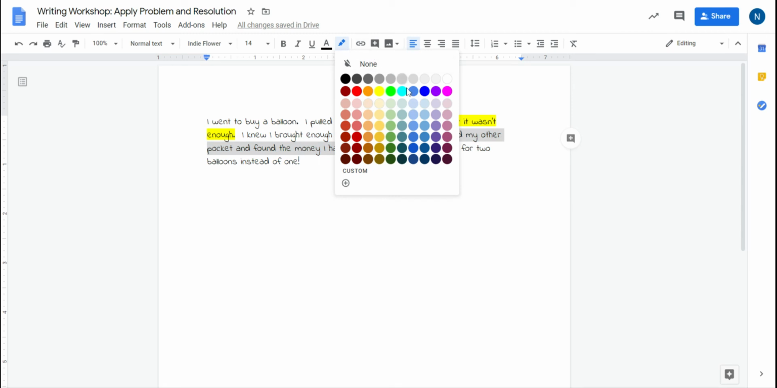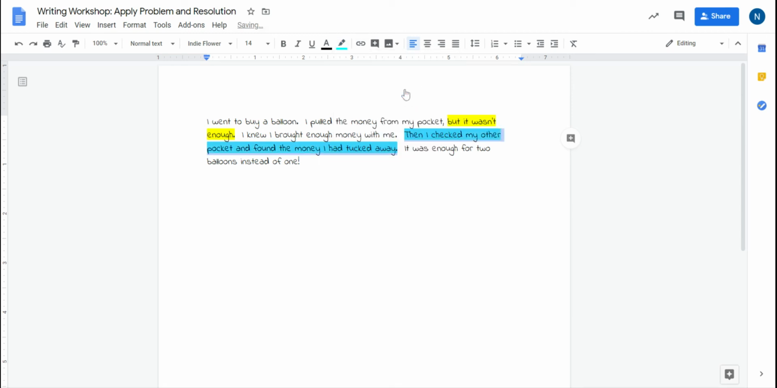Instead of just giving up, I said, I know I have this money. So I checked my other pocket and there it was. This is my resolution.